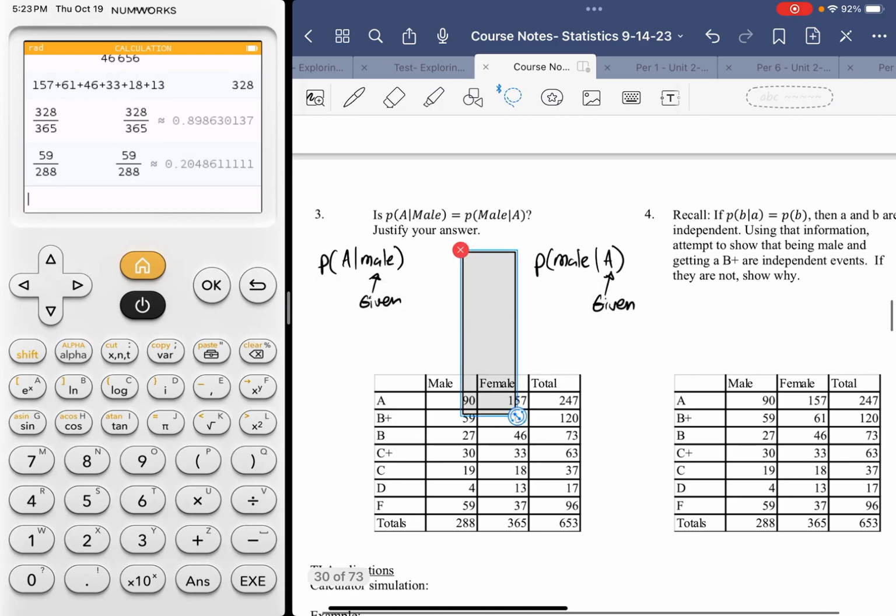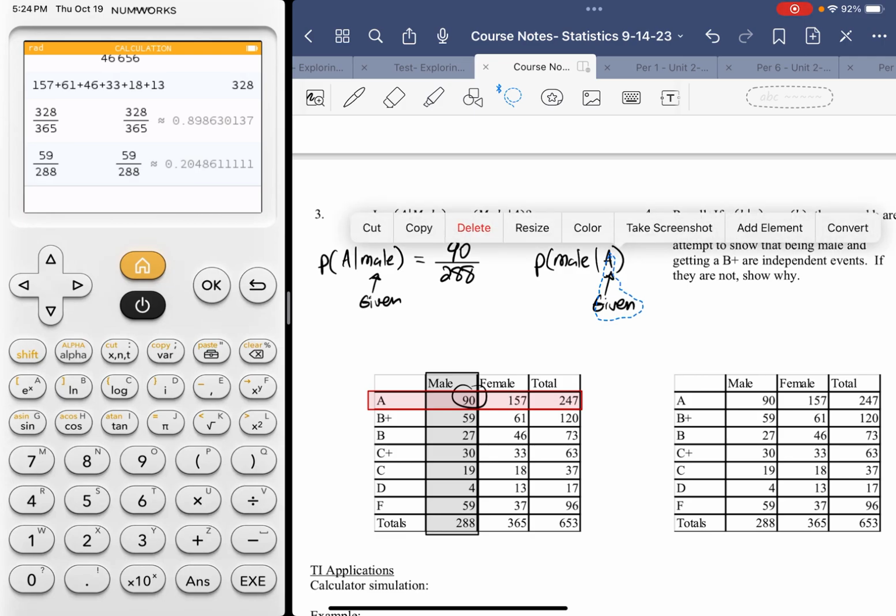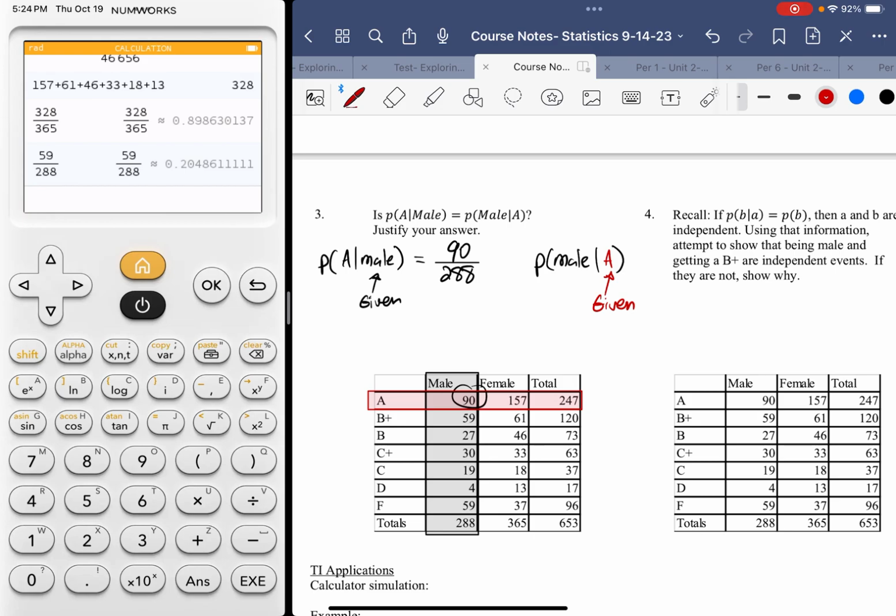So in the case of male, again, just put that in there. Out of the 288, because that's my given, only focusing on the 288 males, how many got an A? That would be right here, the 90. All right. Now the other one changes our perspective. So now the given is whether a student earned an A. All right, so that's my given. I'll change color on that. All right, so my given is whether or not the student got an A, of which there were 247 individuals.